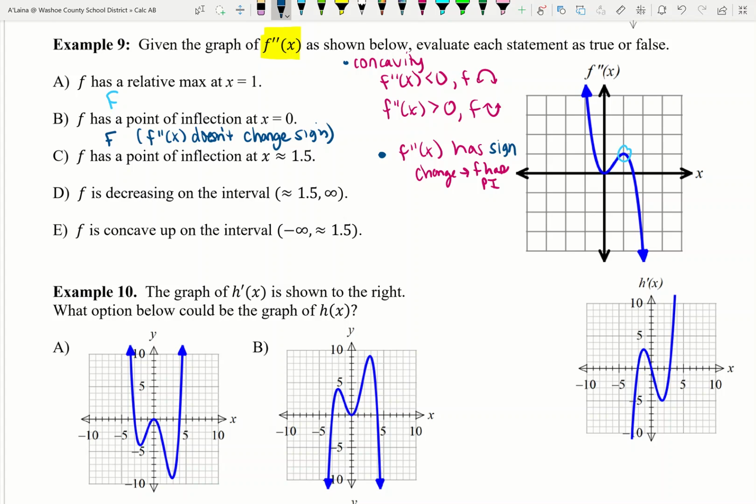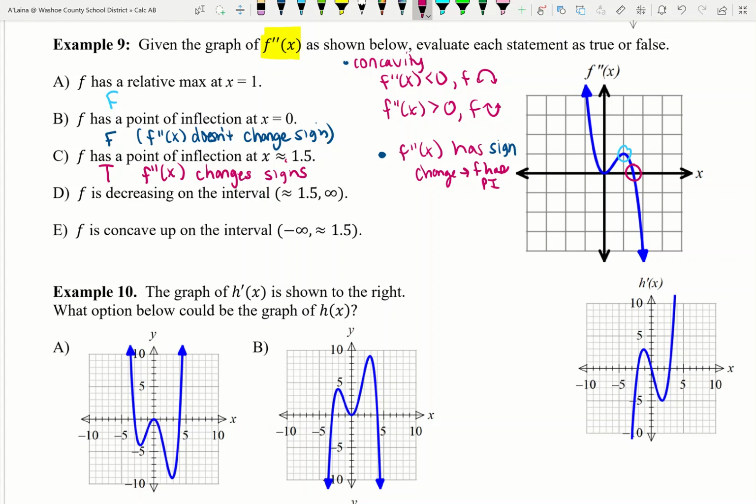At around x equals 1.5, does f have a point of inflection? The answer here is true. And that is because f double prime of x changes signs. It doesn't matter if it changes signs from positive to negative or vice versa, just that it changes signs.